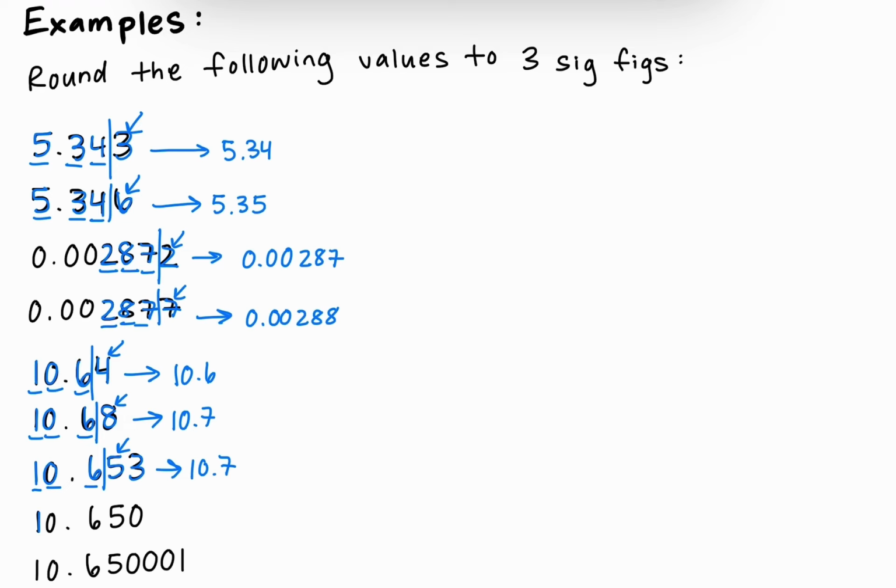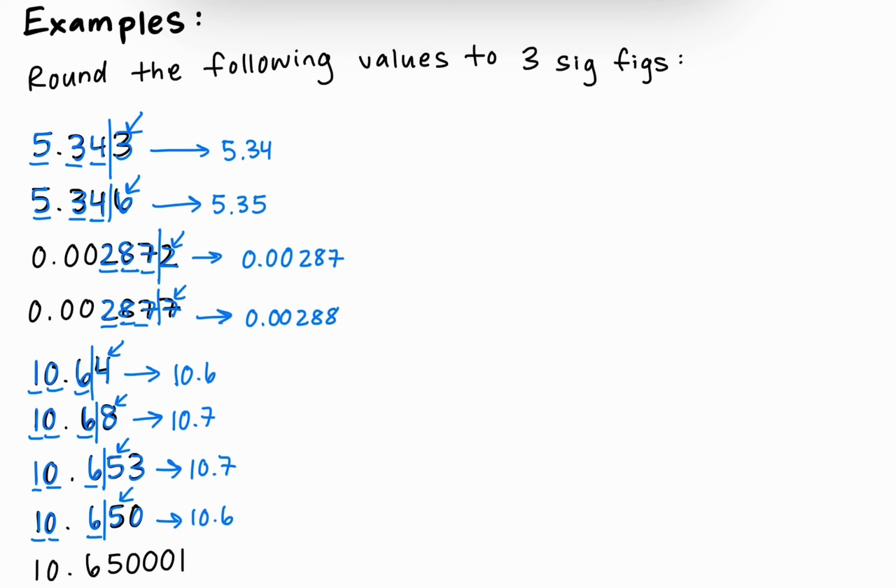Now look at this next one. These are all significant. We're going to count 1, 2, 3, cut it off. We look to the next value, and it is a 5. So we want to see what's after the 5. In this case, there's only zeros. Well, there's only 1, but there's only zeros after the 5. So we are not going to round up. So we're going to have 10.6.